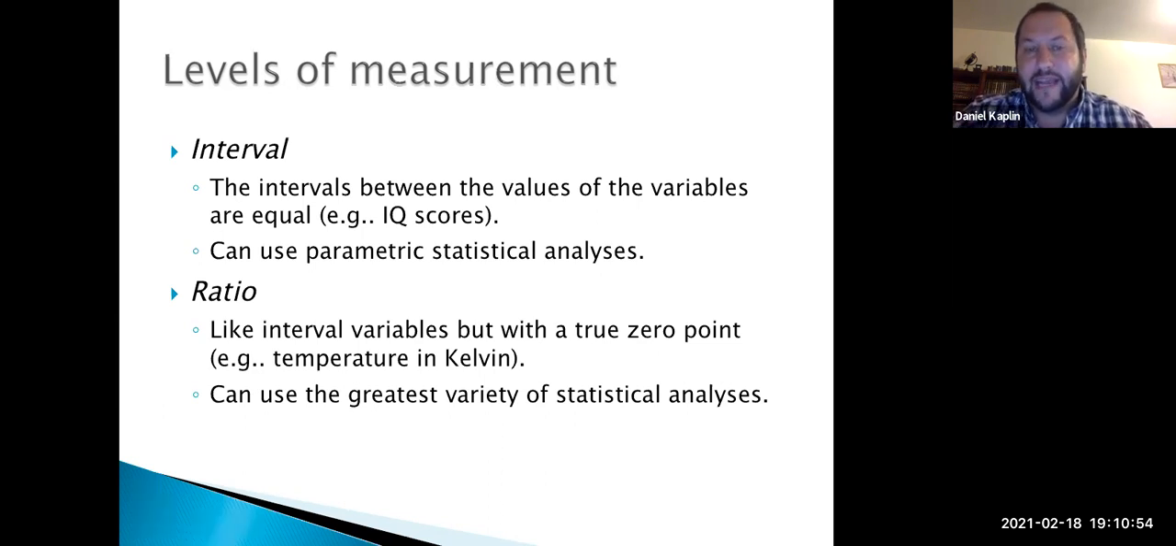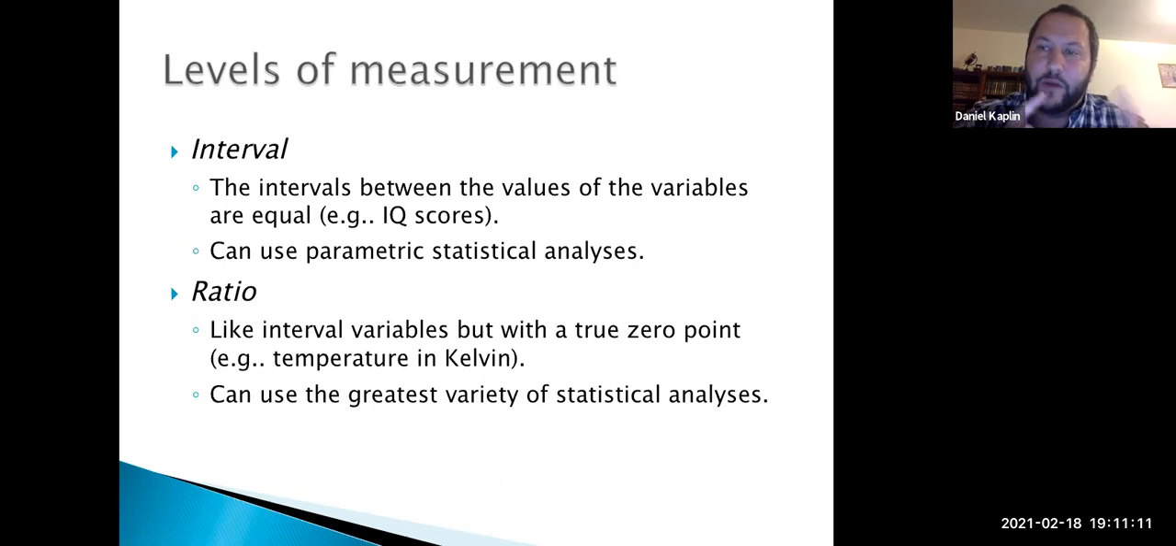Or if you take a test, a quiz, and you get all 10 items wrong, you would get a 0, and that 0 is an absolute 0. All right, so that's interval and ratio data.